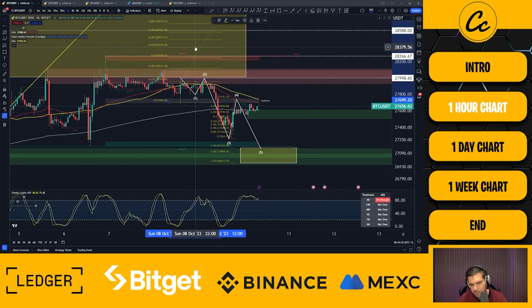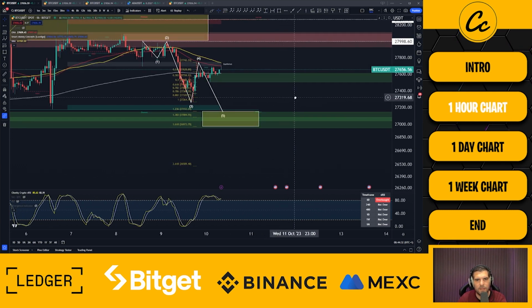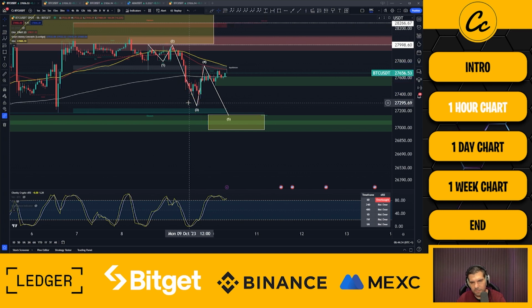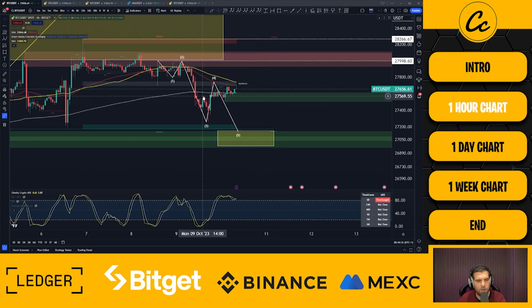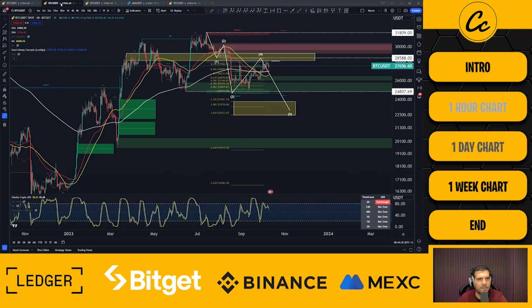I'm going to remove the fibs from up there. We don't need those anymore. And so, yeah, that's currently where we sit on this one. That's where our structures are on the hourly time frame. Take this out into the daily.